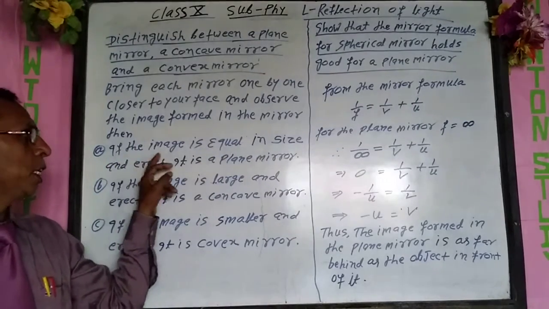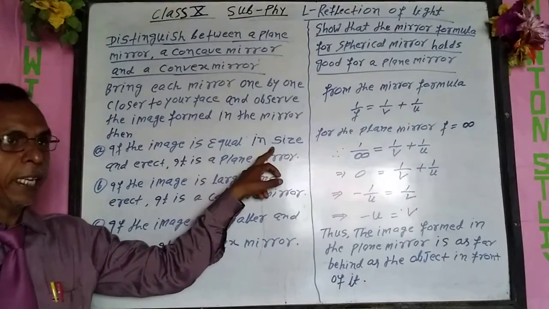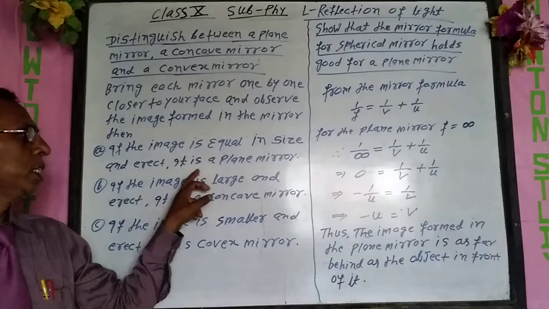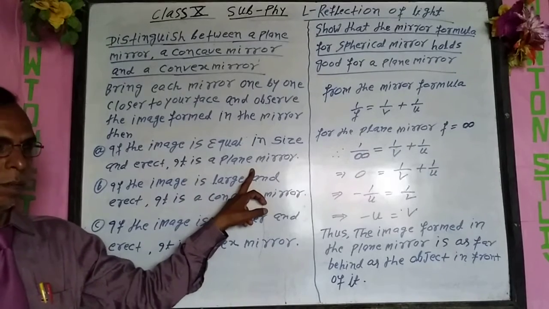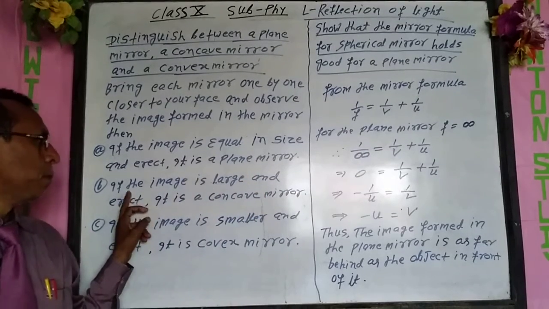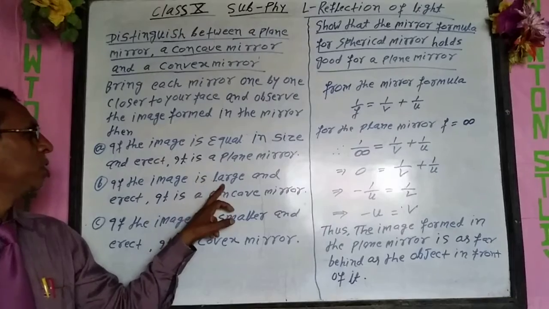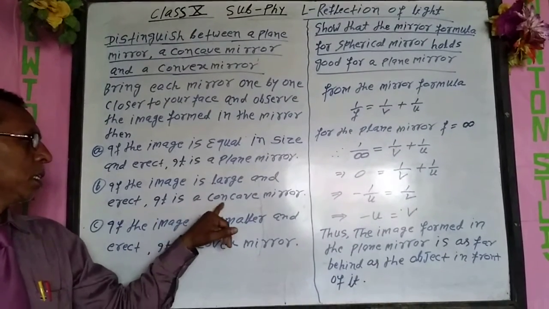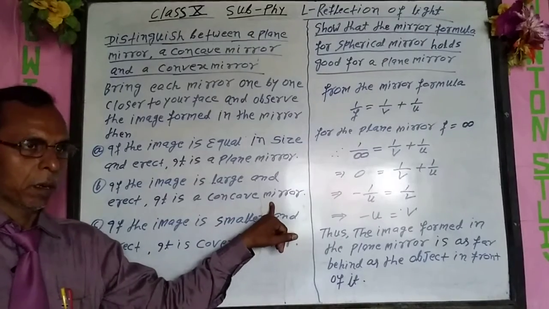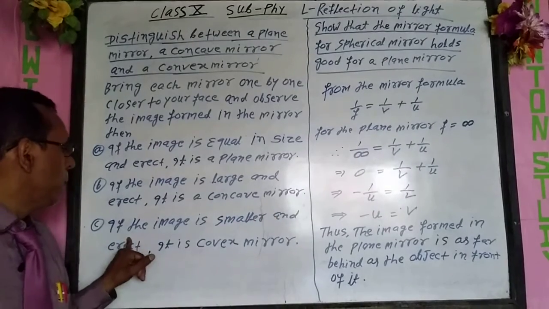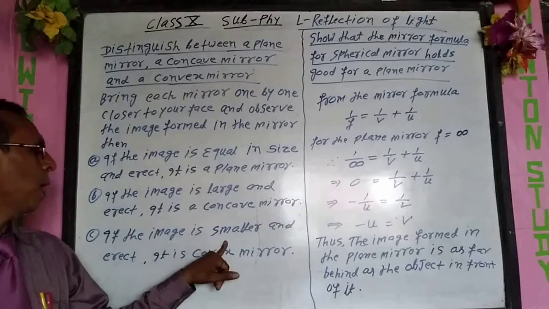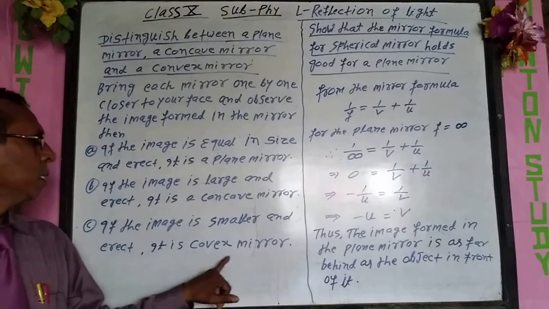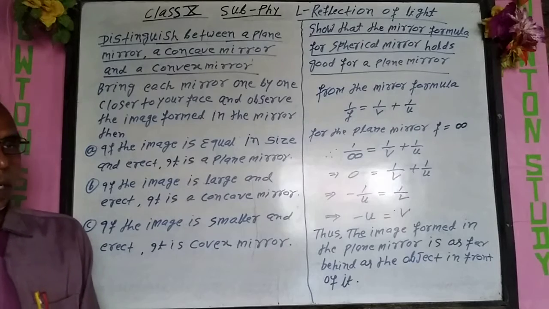Then if the image is equal in size and erect, it is a plane mirror. If the image is large and erect, it is a concave mirror. If the image is smaller and erect, it is a convex mirror.